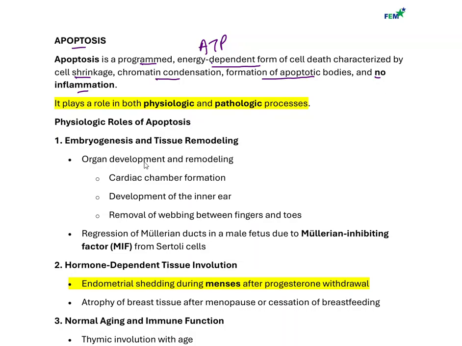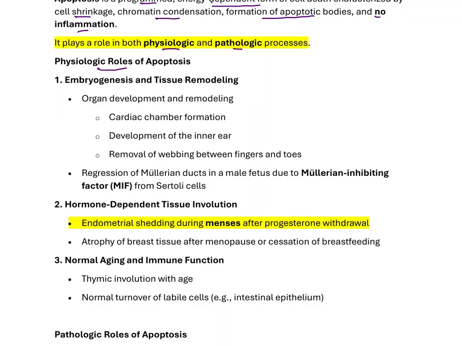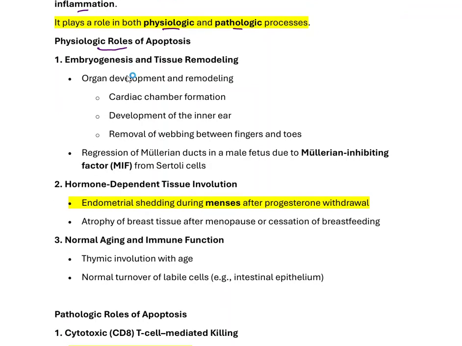And when we look at apoptosis, it plays a major role in both physiologic and pathologic processes. Remember, as opposed to necrosis, necrosis is always pathology, but apoptosis could be involved in both physiologic or pathologic processes. So let's see examples of these physiologic roles of apoptosis. One, apoptosis is involved in embryogenesis and tissue remodeling.